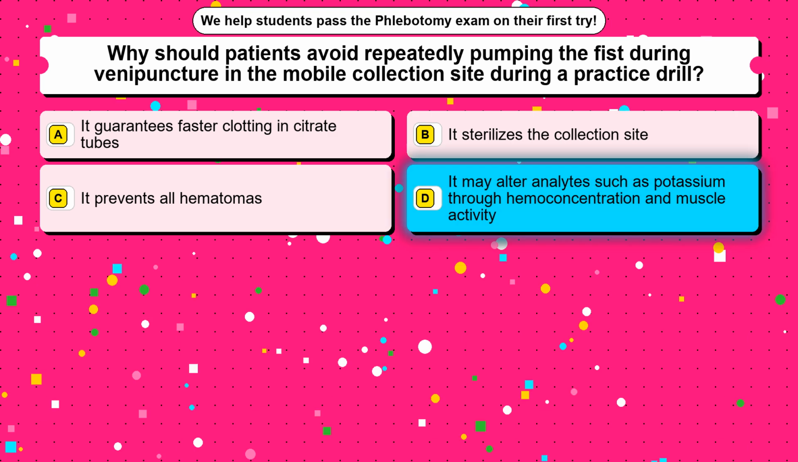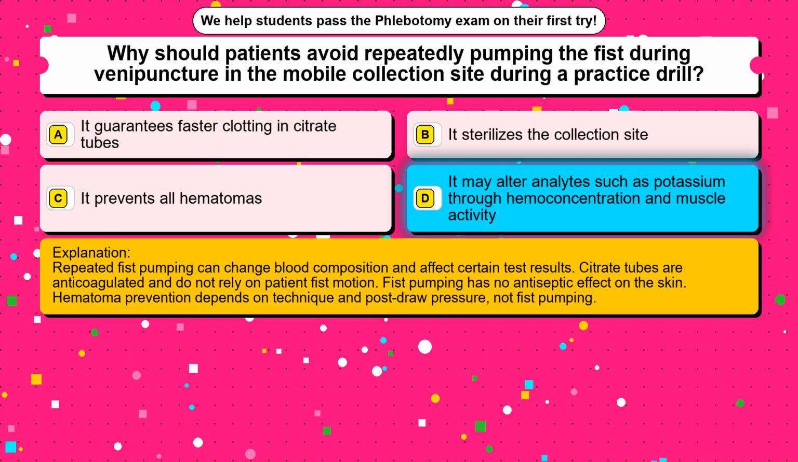The correct answer is option D. It may alter analytes such as potassium through hemoconcentration and muscle activity. Repeated fist pumping can change blood composition and affect certain test results. Citrate tubes are anticoagulated and do not rely on patient fist motion. Fist pumping has no antiseptic effect on the skin. Hematoma prevention depends on technique and post-draw pressure, not fist pumping.